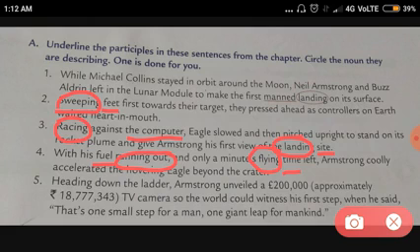Heading down the ladder, Armstrong unveiled a 200,000-pound TV camera so the world could witness his first step when he said, "That's one small step for a man, one giant leap for mankind." Here, which is the participle? Heading is a participle. You can just go for heading down. Then you can go for the ladder. That's a noun.